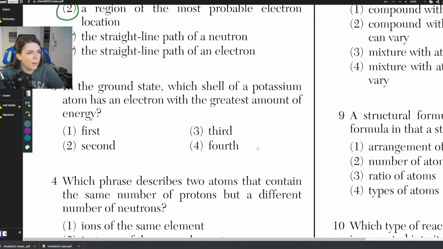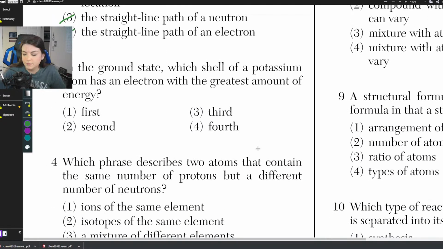Okay, next up, number 3, in the ground state. There you go, vocab term. You have to know what ground state means, otherwise you can't properly answer this question. Which shell of a potassium atom has an electron with the greatest amount of energy? All right.